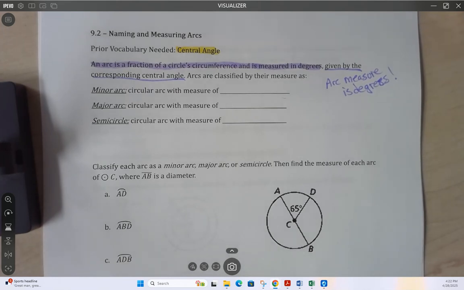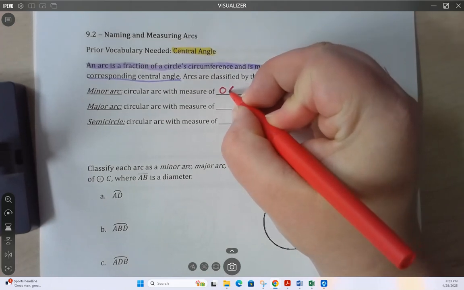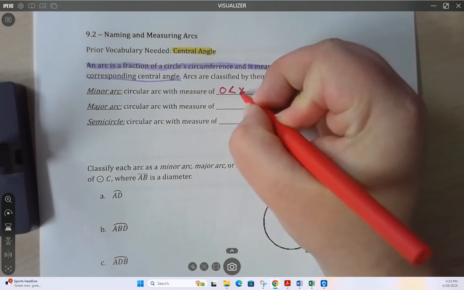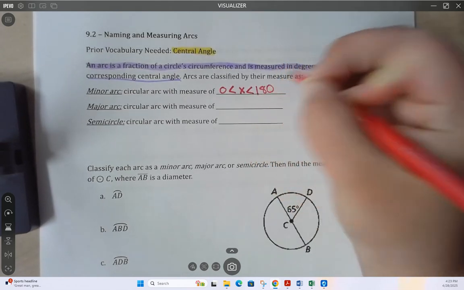Now we do classify our arcs, and in other words, we also name our arcs based off of their measures. So minor arcs, these are circular arcs with a measure between 0, they have to be greater than 0. I'm just going to put X as my arc, and they have to be less than 180 degrees.